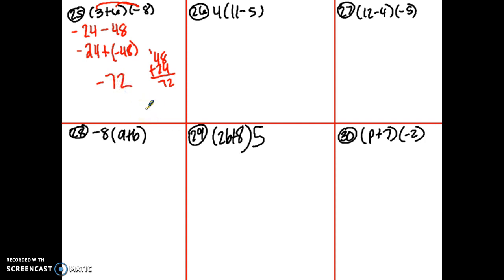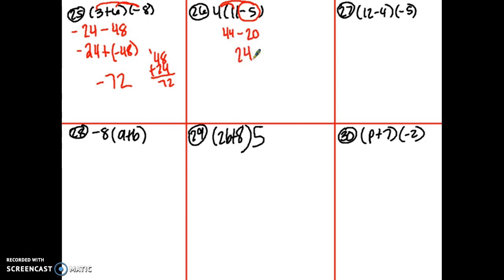For 26, we distribute 4 times 11 is 44. When you're multiplying the second number, circle that number and the sign in front of it. That will tell you if it's subtraction, then you're going to make that second number negative. If it's adding, you're going to make it positive. So this is 7. 4 times negative 5 is negative 20. And 44 minus 20 is 24.